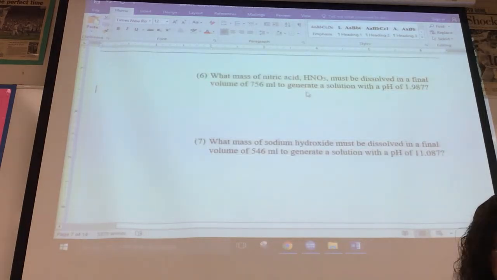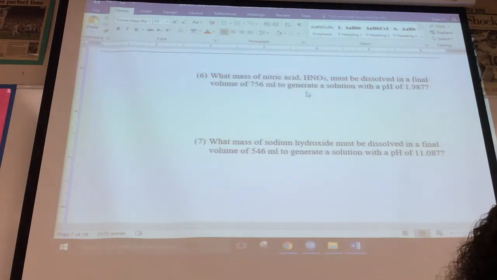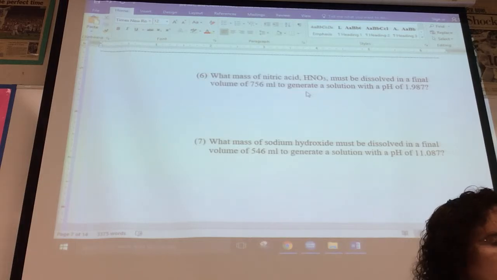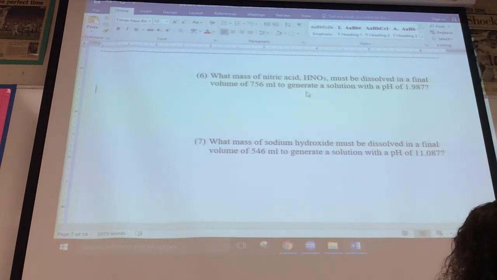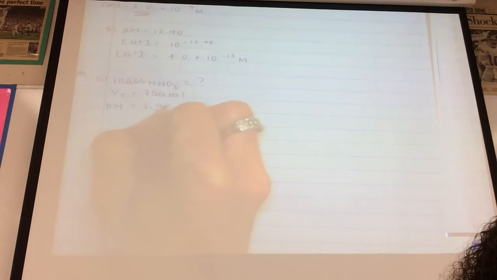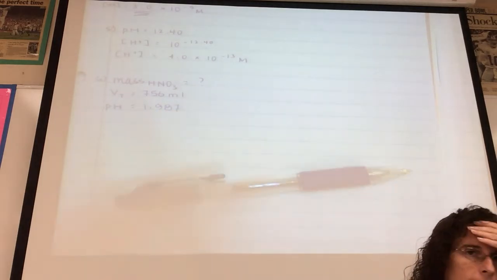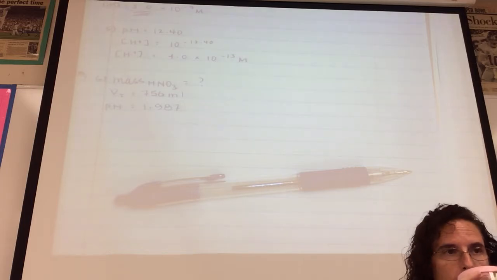Let's take a look at number 6. You're going to see we're going to process this very backward of what we did previously. On number 6, it says what mass of nitric acid. So we're looking for the mass of a strong acid. Previously we were given the mass of the strong acid. Must be dissolved in a final volume. So the total volume is 756 mL, to generate a solution that has a pH equal to 1.987. And that's all the information that they give us. And this becomes a puzzle. And if you like puzzles, you'll be very good at these types of problems.